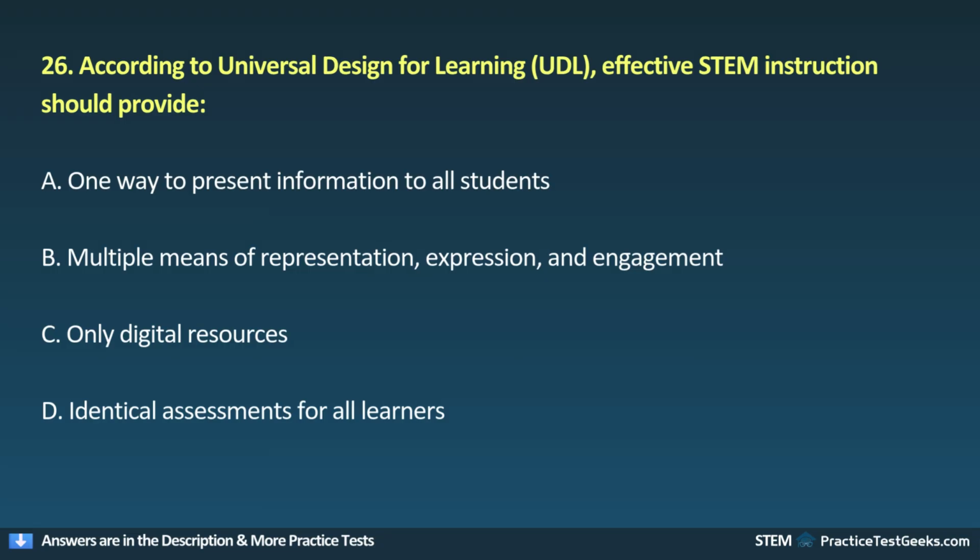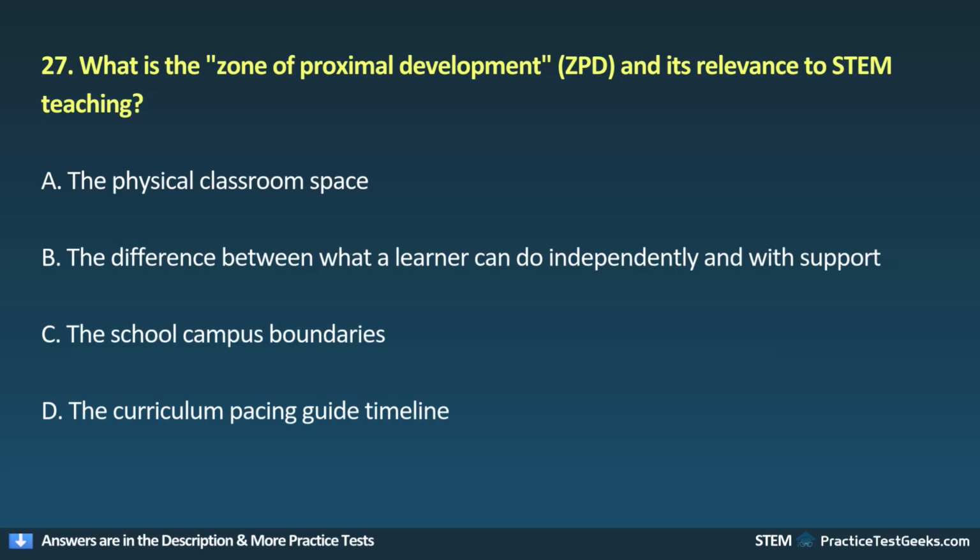26. According to Universal Design for Learning, UDL, effective STEM instruction should provide A. One way to present information to all students. B. Multiple means of representation, expression, and engagement. C. Only digital resources. D. Identical assessments for all learners. 27. What is the zone of proximal development, ZPD, and its relevance to STEM teaching? A. The physical classroom space. B. The difference between what a learner can do independently and with support. C. The school campus boundaries. D. The curriculum pacing guide timeline.